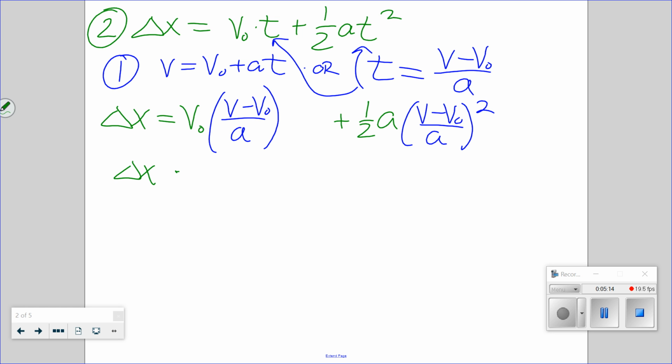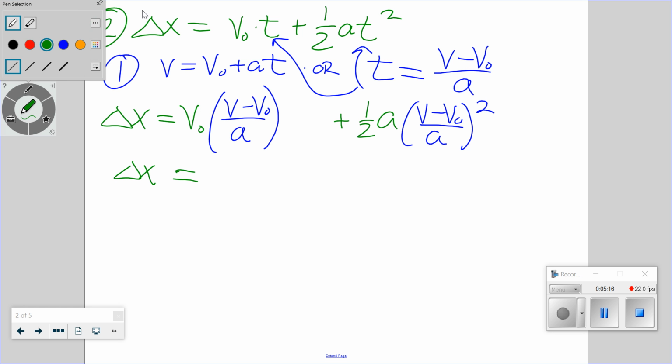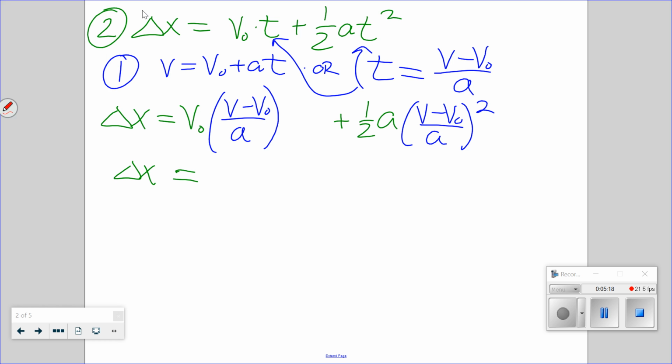Now I'm going to start to distribute these. And I really kind of want to be clever about that. Okay, I'm going to watch my denominators pretty carefully. Distribute this v. We get v times v0. And then we get minus v0 squared in this first term. And I'm going to put it all over a. Okay. And then this one, I have a squared on the bottom. So I actually end up with 2a in the denominator.